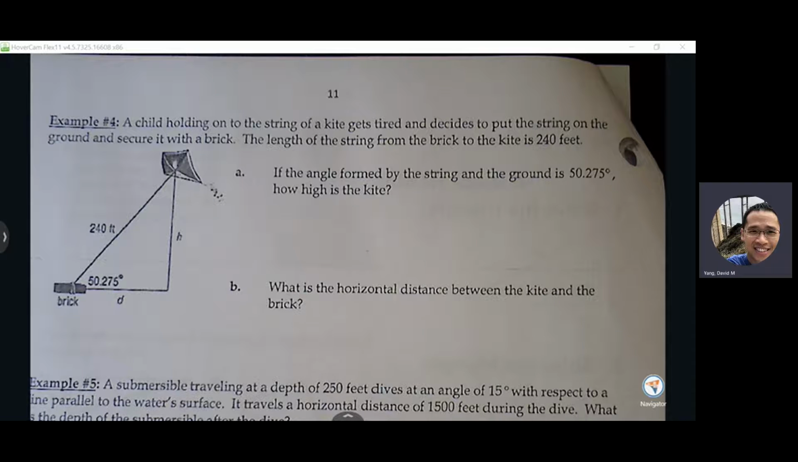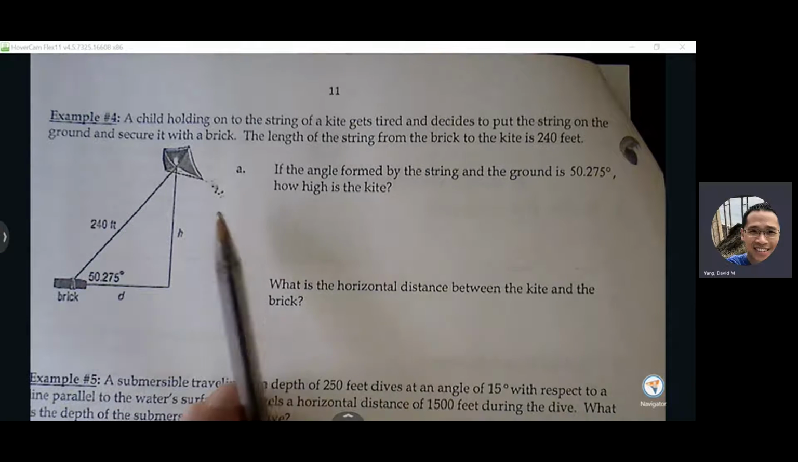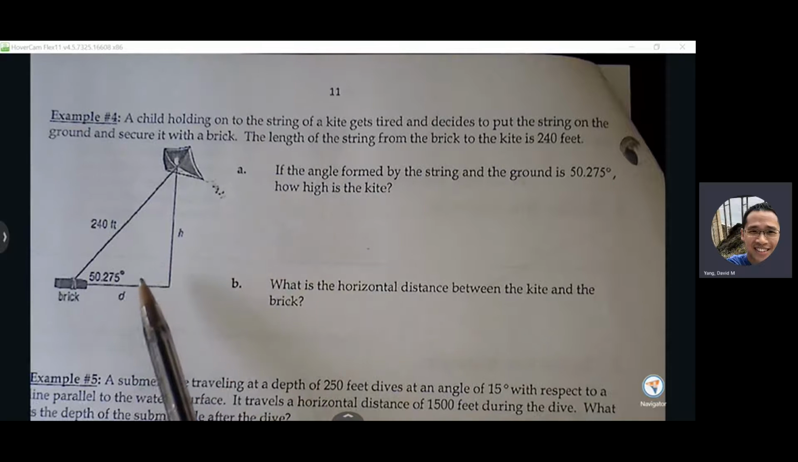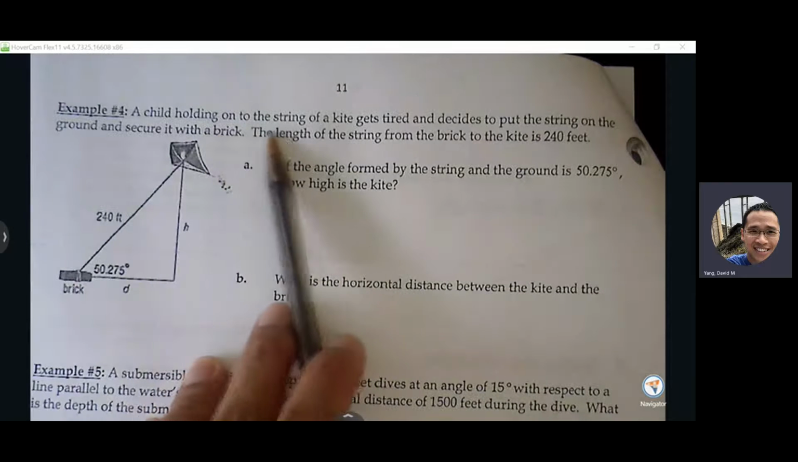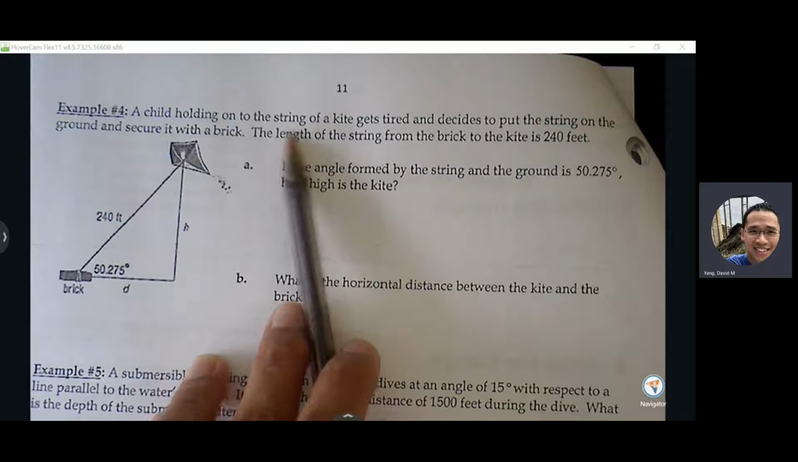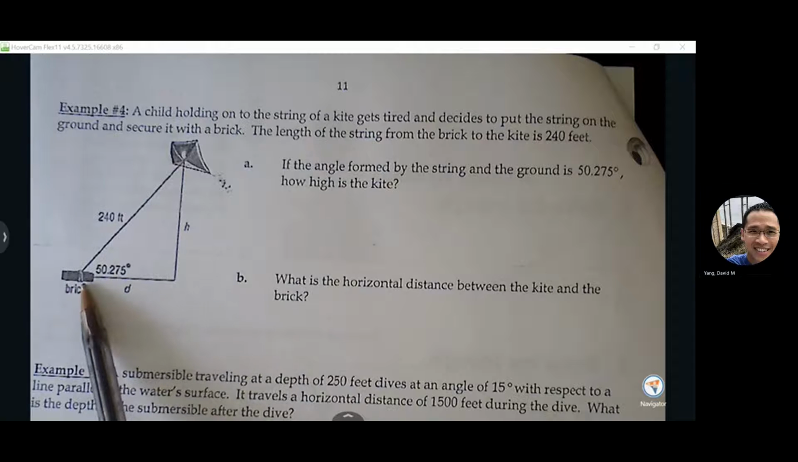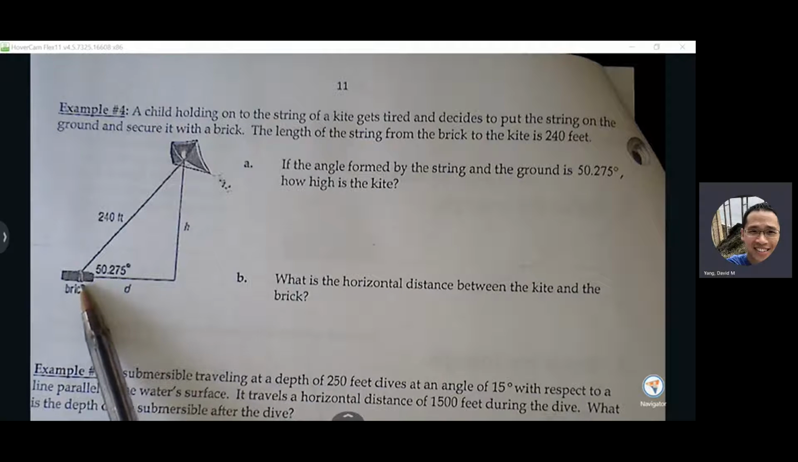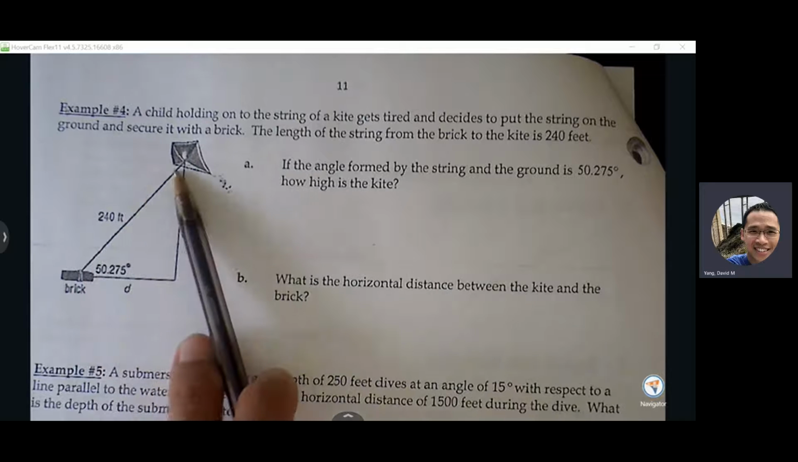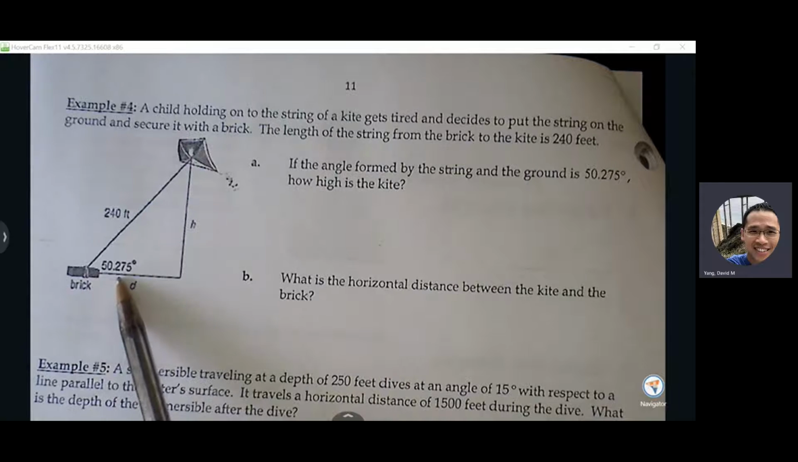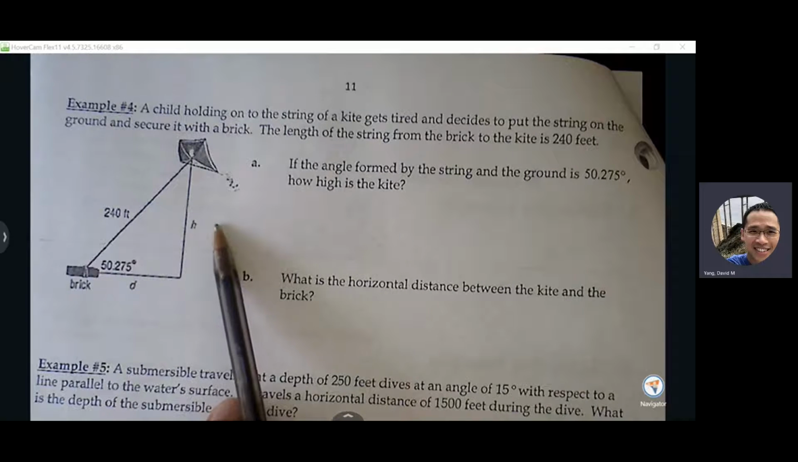All right, so let's go to page 11. Okay, in this case, the diagram is drawn for us. A child holding on to the string of a kite gets tired and decides to put the string on the ground and secure it with a brick. The length of the string from the brick to the kite is 240 feet. If the angle formed by the string in the ground is 50.275 degrees, how high is the kite?